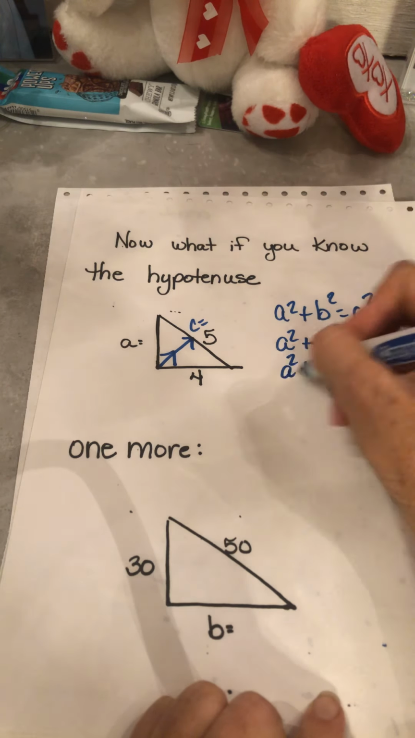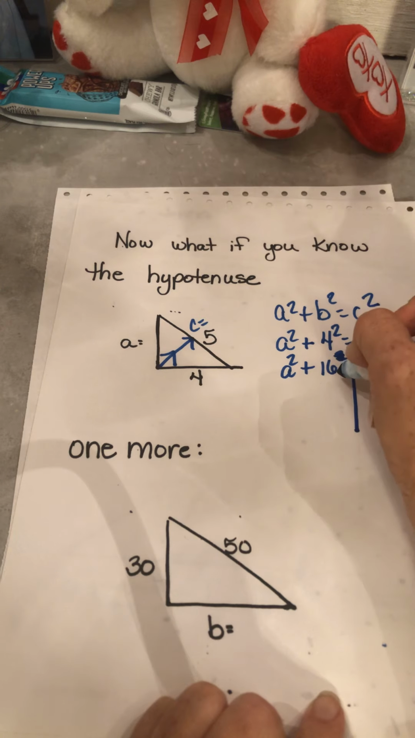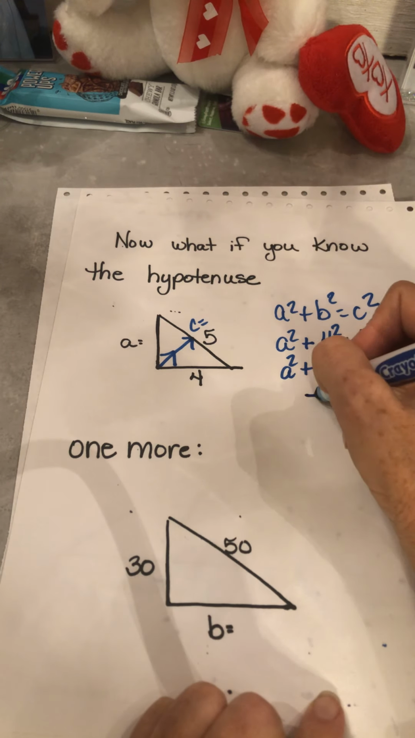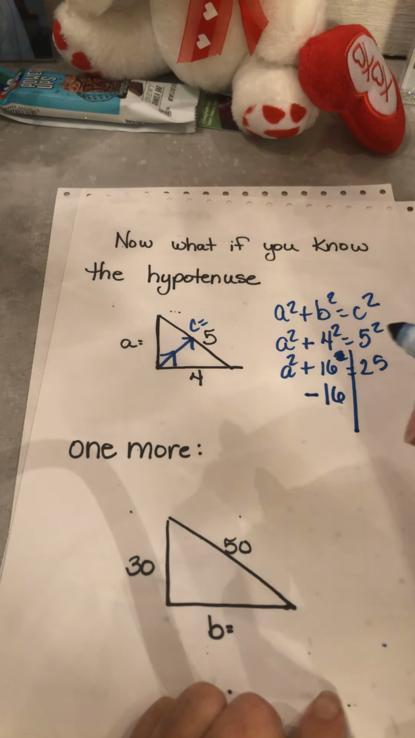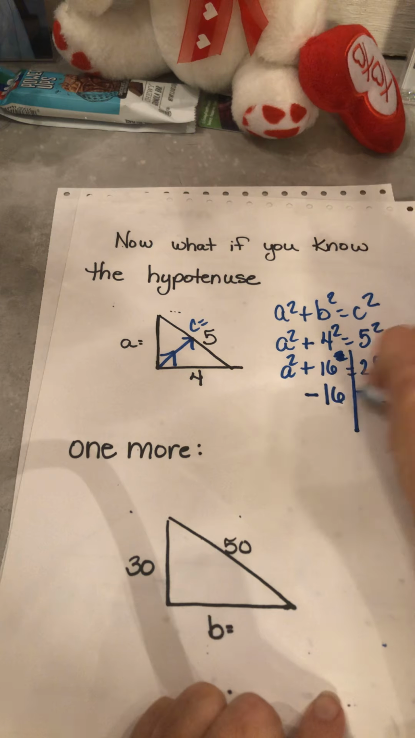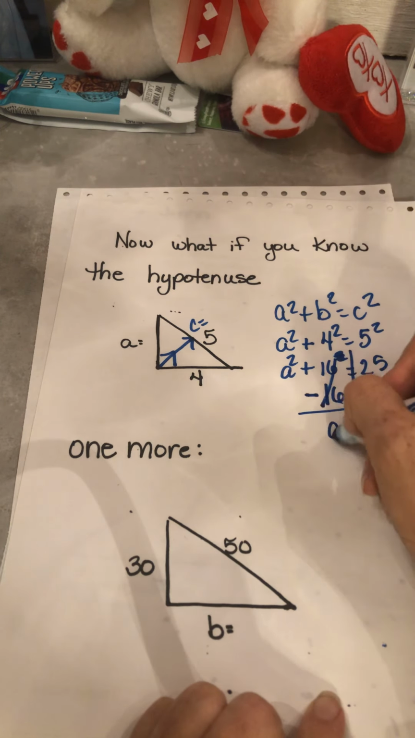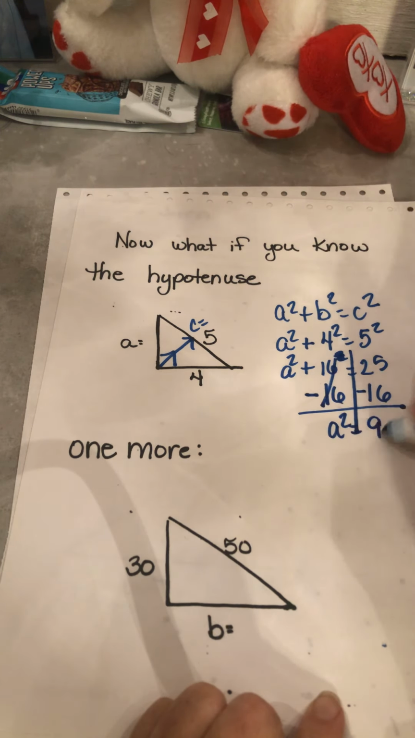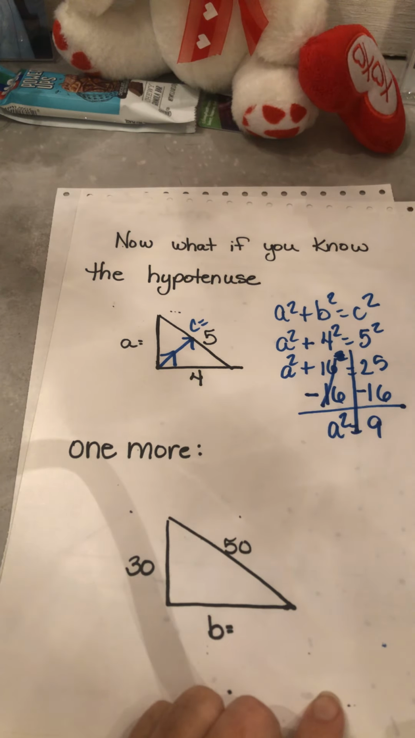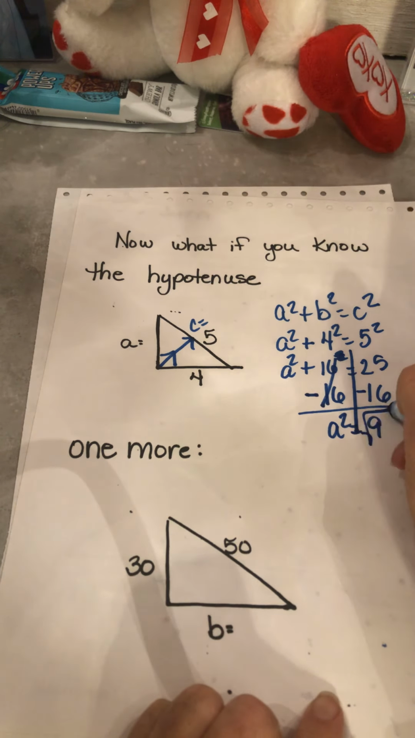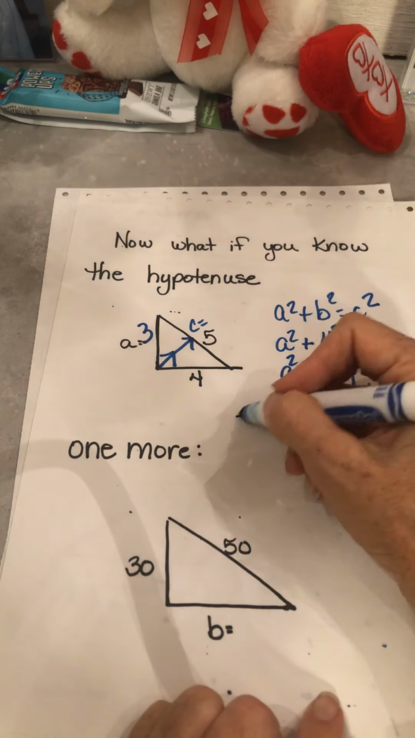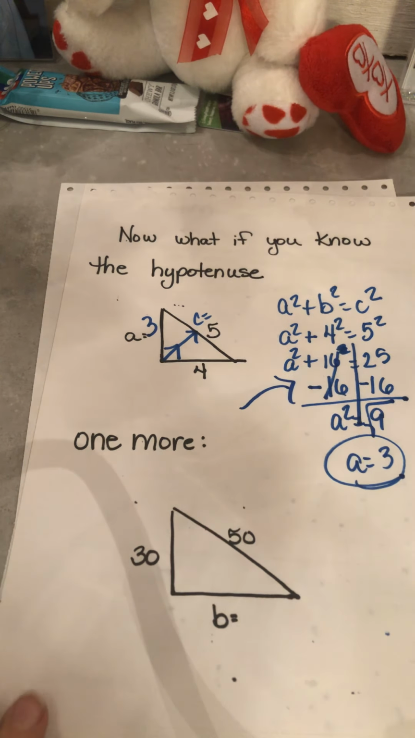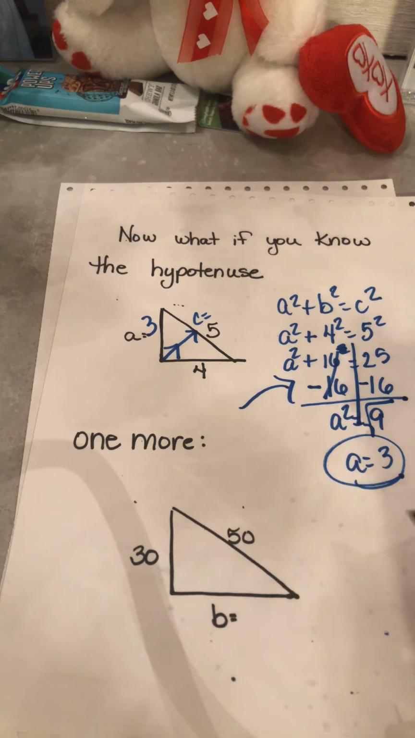I need to get a alone, so I need to get rid of this 16. So to get rid of the 16, I do the opposite. It's a positive 16, so I subtract 16. If I subtract 16 from this side, I've got to do it from that side. This goes away. 25 minus 16 is 9. Now I need to get the square root of 9. What times what gives me 9 where the numbers are the same? 3. This step right here, though, guys, that's the new step. If you hadn't had me before and didn't know that.